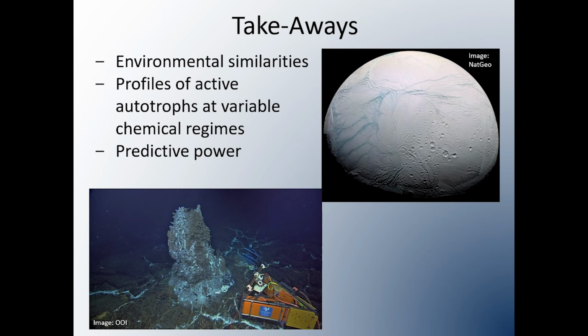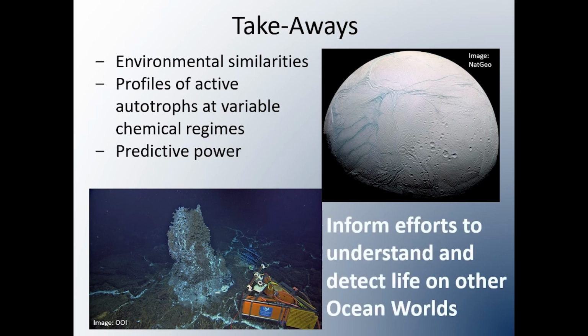The key takeaway from this talk is that both Axial and Enceladus or other ocean worlds have similar environments: lack of light, rock-water interactions at hydrothermal vents, chemical energy for life, and similar temperatures. With this study, we were able to create profiles of active autotrophs at variable chemical regimes, which lends us predictive power of what autotrophs would exist in a given environmental regime on other ocean worlds. This will help inform efforts to understand and detect life on other ocean worlds.